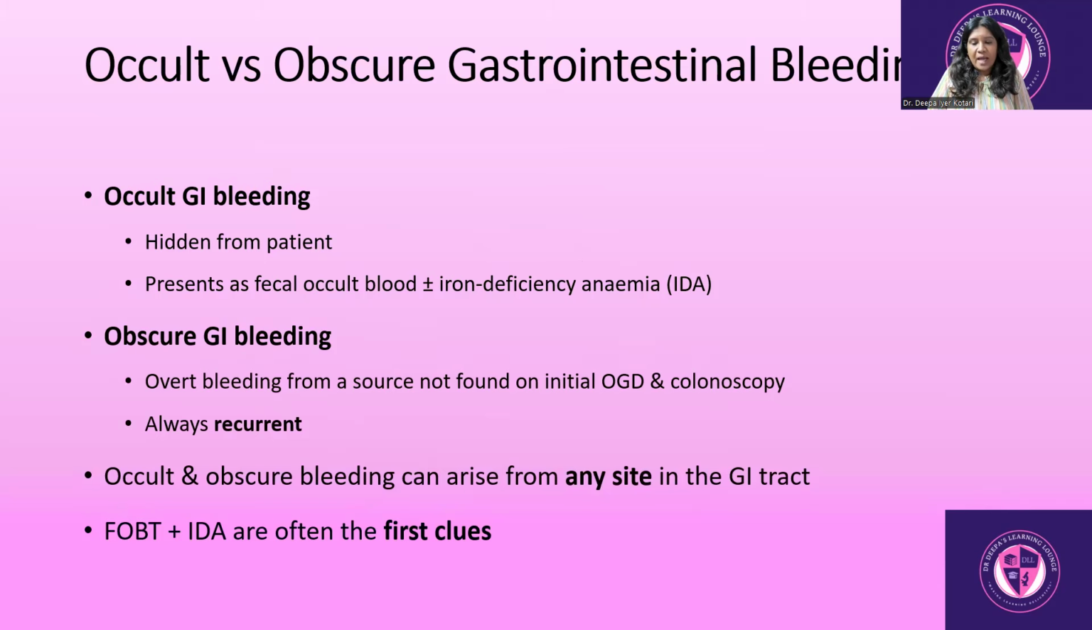Obscure bleeding, on the other hand, is obvious to the patient, and they may have hematemesis, melena or hematochezia, but the source is not identified. So these are two different terminologies. If you subject the patient to a colonoscopy or endoscopy, and there is a visible bleed and you are not able to find the source, then you call it obscure GI bleeding. It is not the same as occult GI bleeding. The definitions are different. Both occult and obscure bleeding can originate virtually from anywhere in the GI tract, usually from the esophagus to the colon, but anywhere in the small bowel as well.